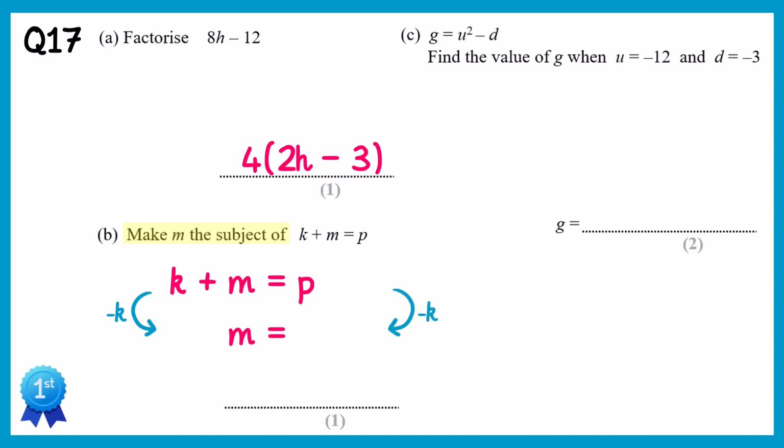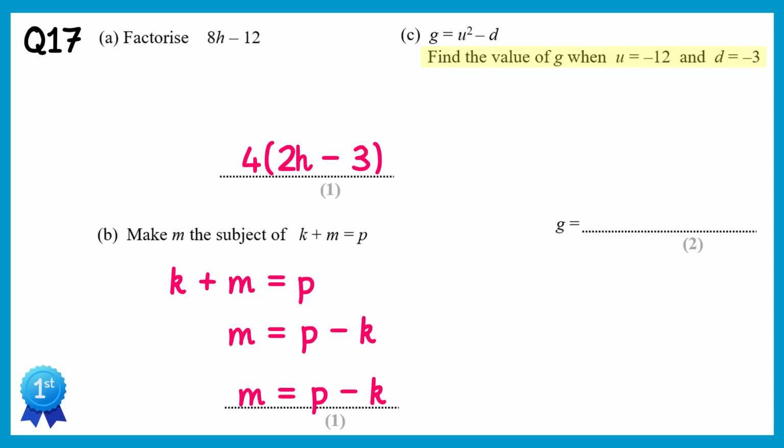If we subtract k from the right-hand side, well, we've already got a p there, and we've subtracted k from it, so that's p subtract k. You can see that m is now the subject since it's on its own, so this is the answer, m equals p minus k.